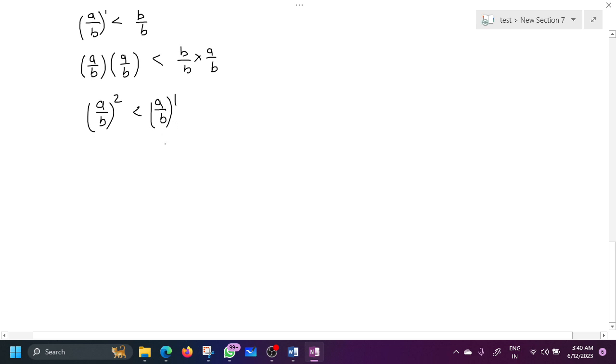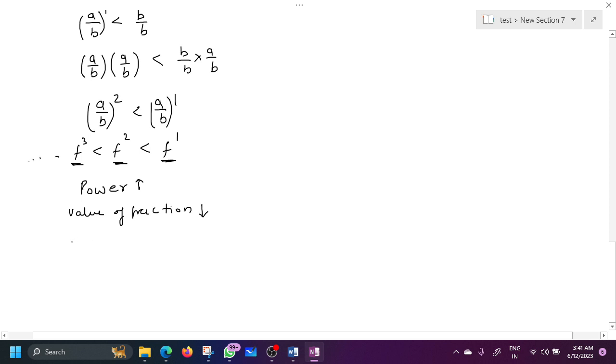Suppose this is a fraction. A fraction to the power 1 is greater than the fraction to the power 2, and the same thing will happen for the fraction to the power 3. So as the power is increasing, the value of a proper fraction decreases. See, f power 1 is greater than f power 2, and f power 2 is greater than f power 3, and so on.